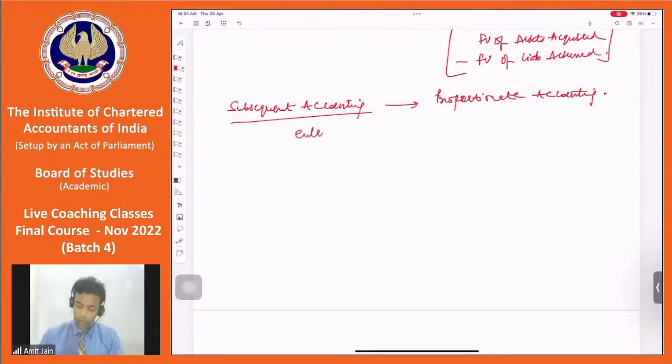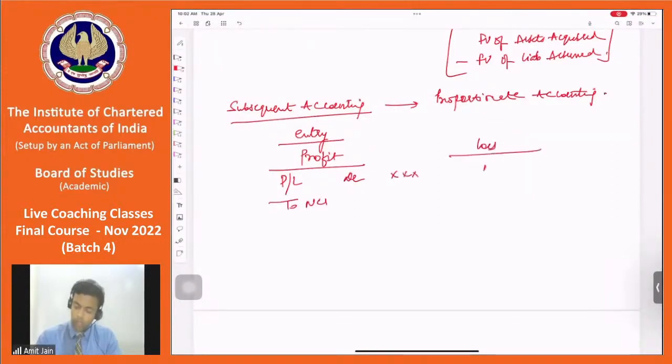Right? Entry, if I need to look for entry, profits: P&L debit to NCI. In case of loss, NCI account debit to P&L. Correct, guys?